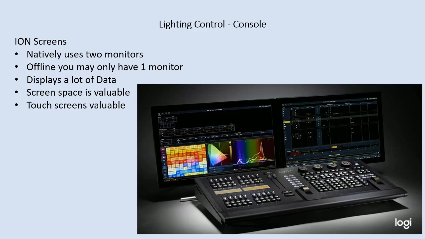The Ion is natively set to operate on two monitors. There's oftentimes a lot of information that we would like to be able to visually access on screen, and two monitors allows us the real estate, the space, to visually see all of that information. So by nature, the console is going to work on two screens.